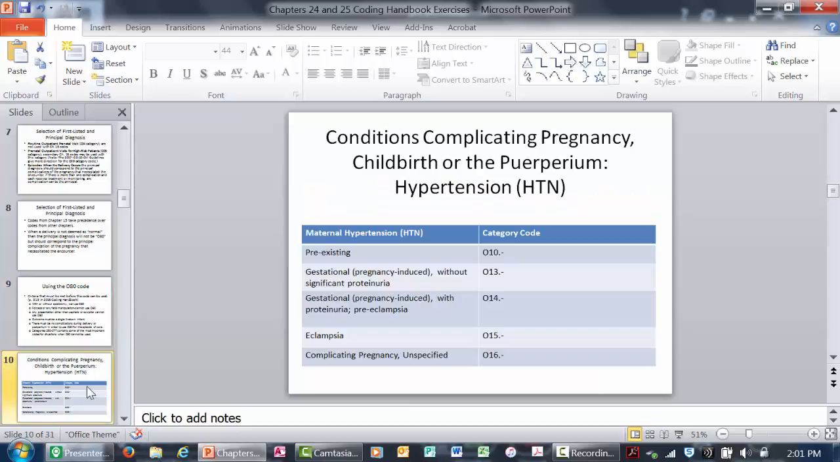Let's look now at some conditions that complicate pregnancy, childbirth, or the puerperium, and one of them is hypertension. You notice that depending on how the maternal hypertension is described, there's a different category code. Pre-existing O10, gestational without proteinuria O13, gestational with proteinuria or preeclampsia O14, eclampsia O15, and maternal hypertension complicating pregnancy but unspecified O16.